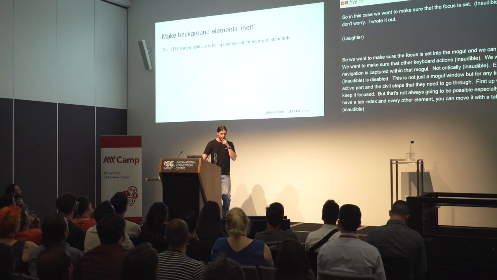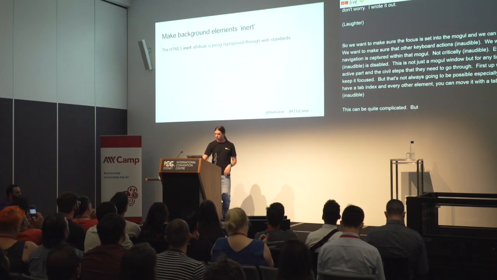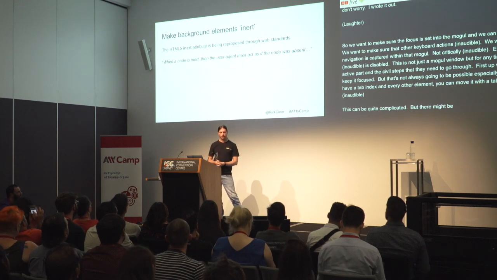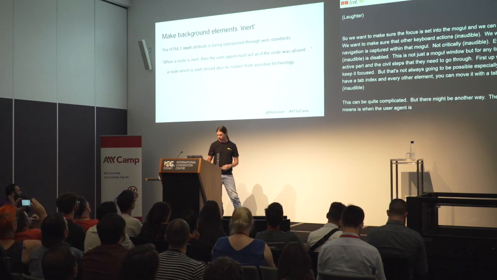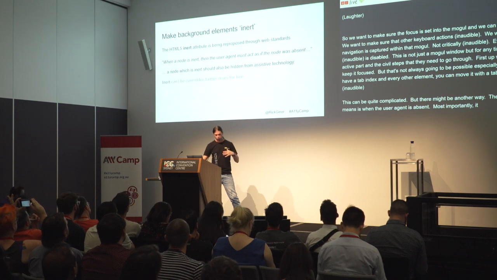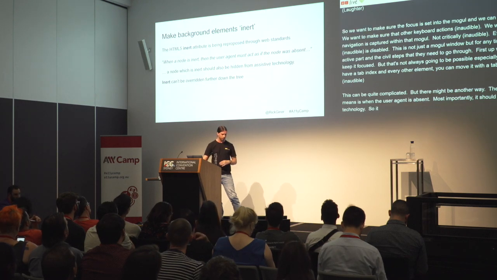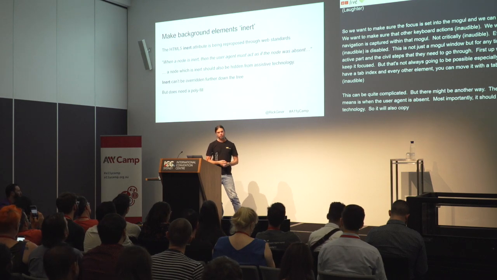But there might be another way. The HTML5 inert attribute is being reproposed through web standards. And what that means is that when a node is inert, the user agent must act as if it's absent. And most importantly, it should be hidden from assistive technology. So it also can't be overwritten further down the tree. So it's as simple as setting one attribute at the top level, and that will disable all of the content. But it needs a polyfill. I still think this is probably easier than walking the DOM.